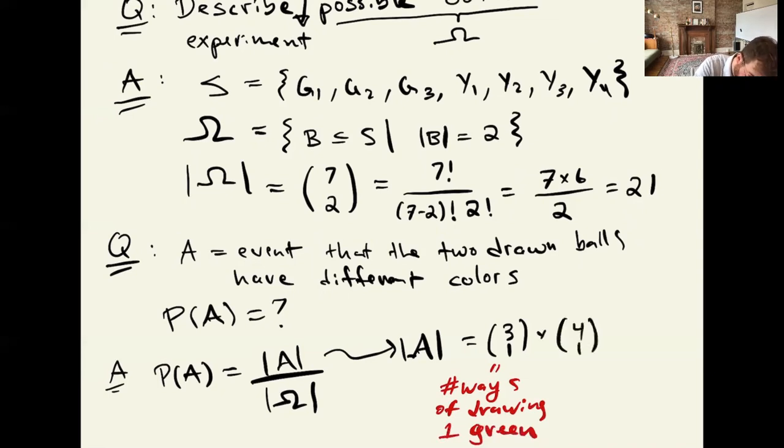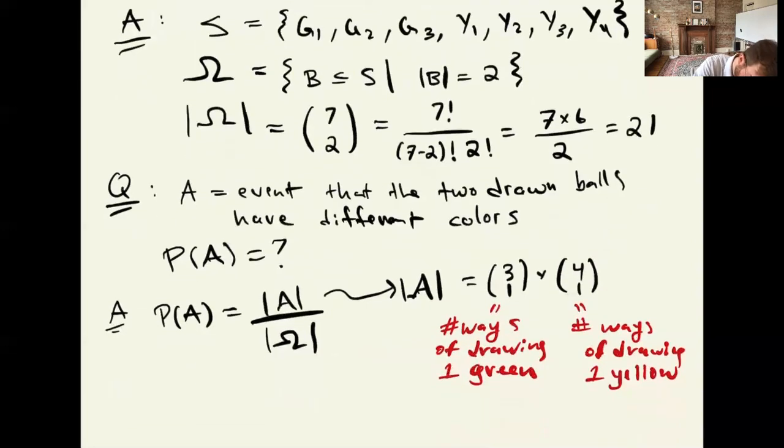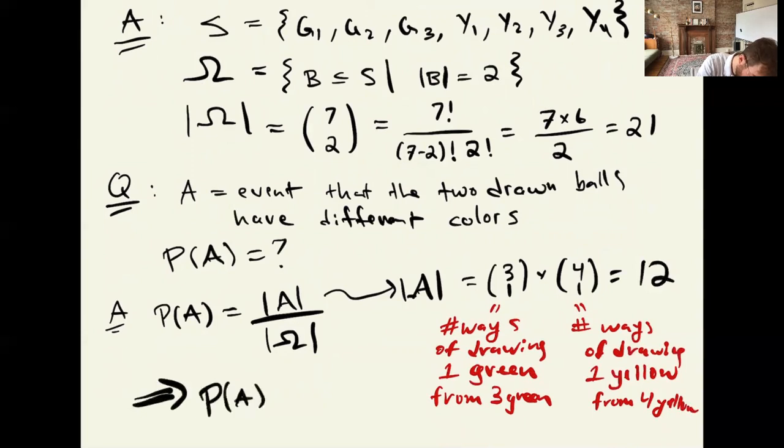And then over here, I have the number of ways of drawing 1 yellow. And again, this is from the fact that there are 3 green and 4 yellow. So that equals 12. So this means that the probability of A occurring is, well, I counted that there were 12 ways of drawing 1 green and 1 yellow out of the total possible number of subsets, 21.